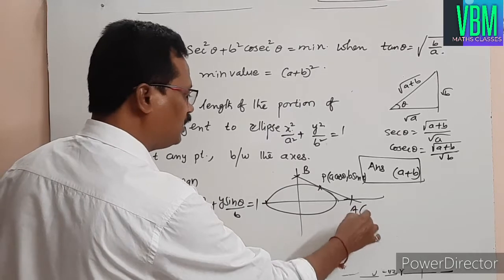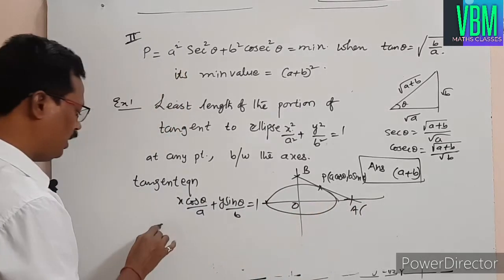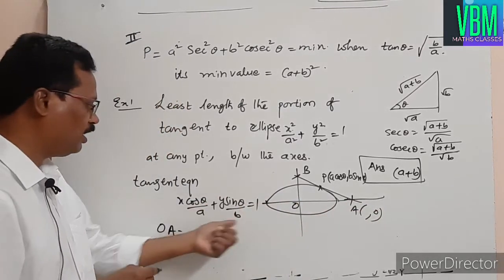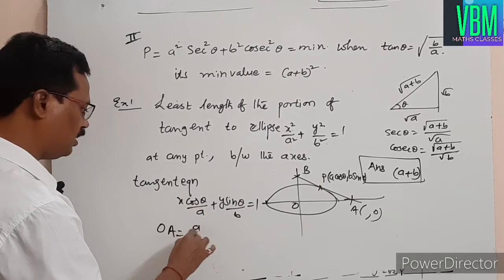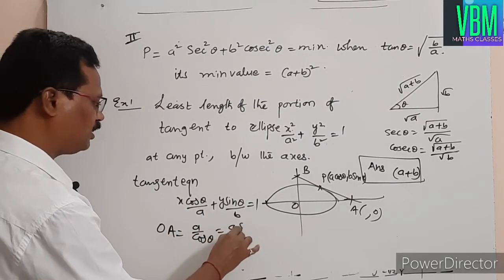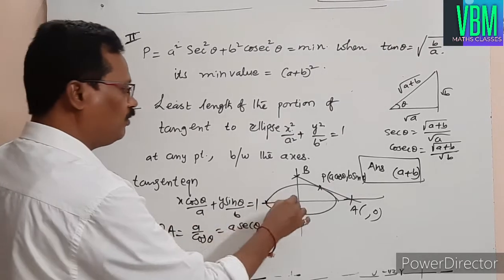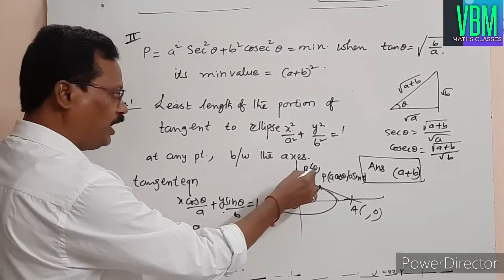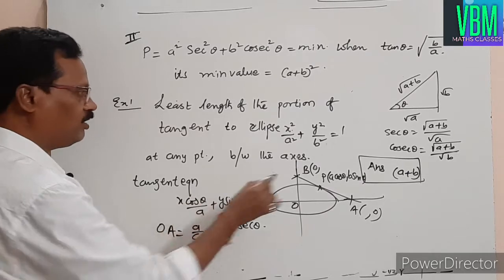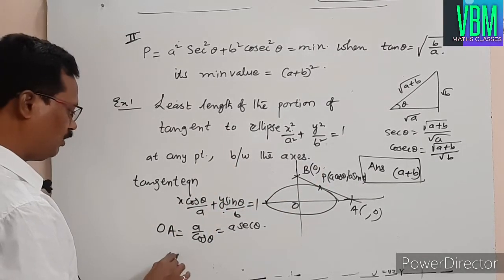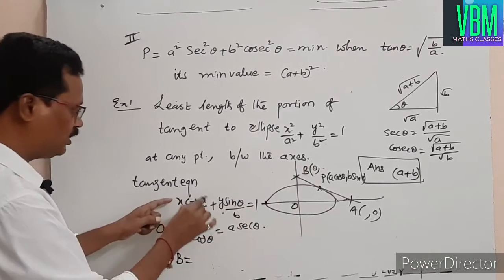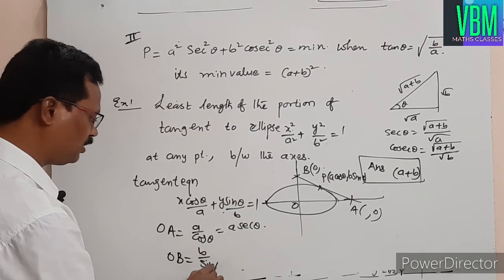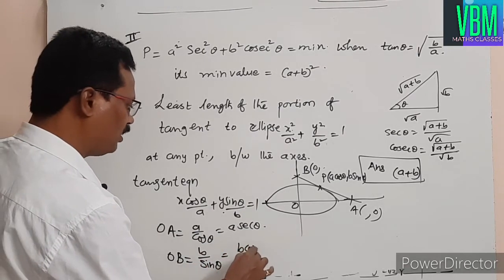Now how do we get the x-intercept, this OA? For the x-intercept, the y-coordinate is 0. With y-coordinate 0, the x-intercept is a by cos theta, that is a sec theta. And for this OB, the y-intercept, put the x-coordinate 0. If you put the x-coordinate 0, we get the y-intercept. Y will be b by sin theta. That is the y-intercept, b cosec theta, we got.